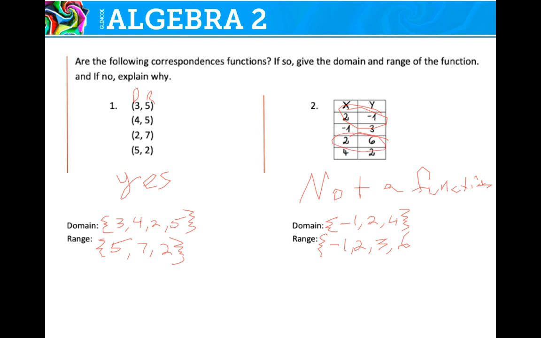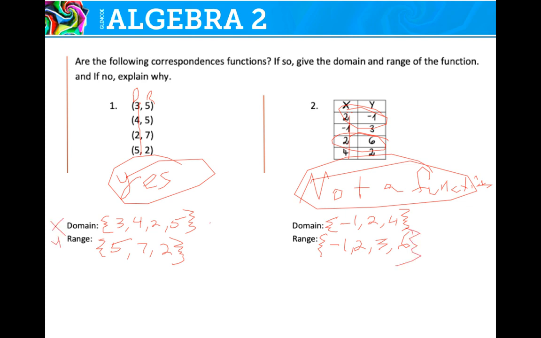This is like the same peanut butter. How could we get two different prices for the same peanut butter? We can't. So you're basically looking at, do any of the x values double up? Over here it's yes, over here it's no. That makes this a function, and this is not a function. Domain is the set of all x's, and the range is the set of all y's.